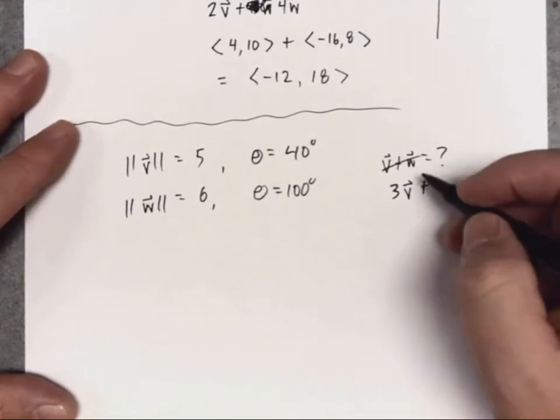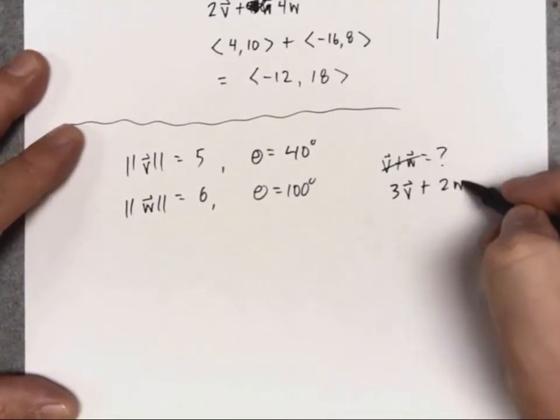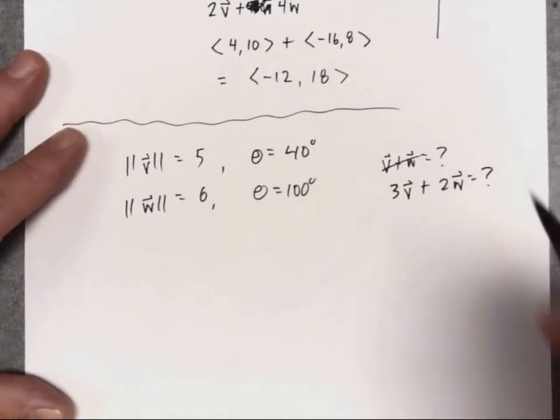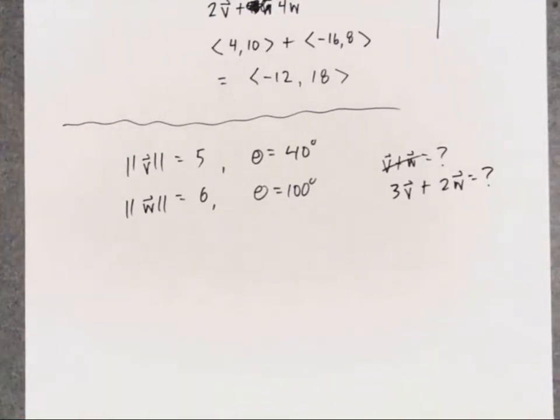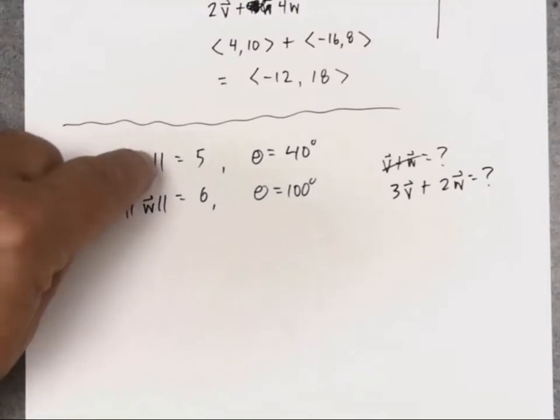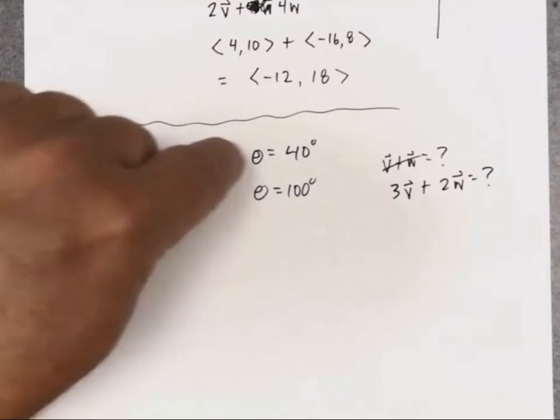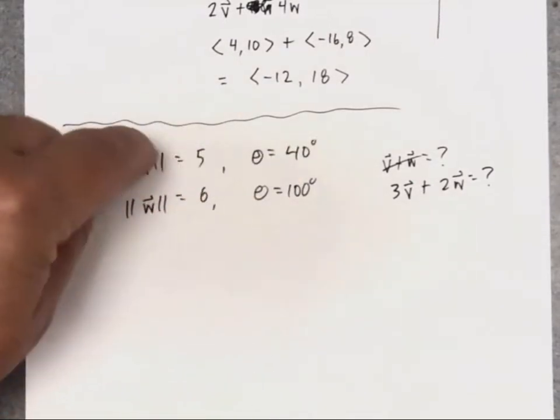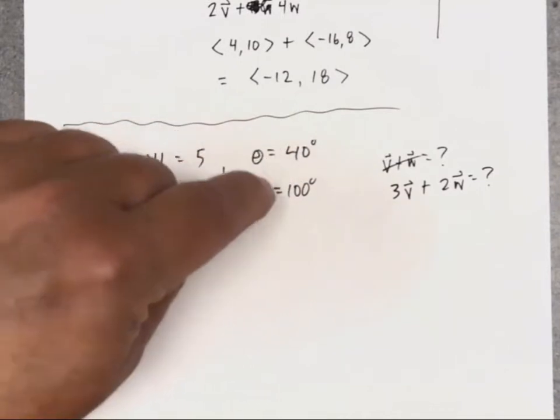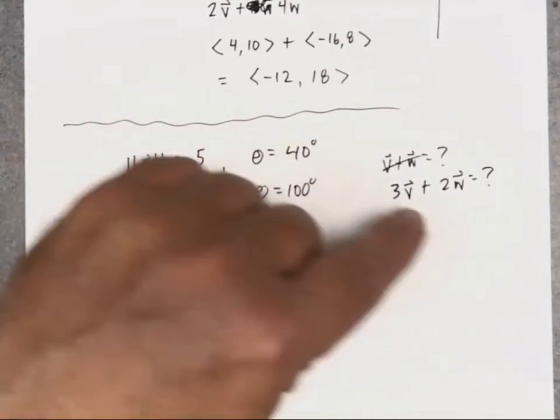As a matter of fact, just to make it more interesting, how about we take 3 times the v vector plus 2 times the w vector. So I have to take this v vector, which I know the magnitude and direction of, and in some way multiply that by 3, and then add it to this w vector multiplied by 2.